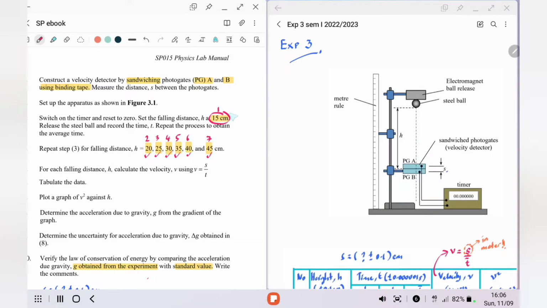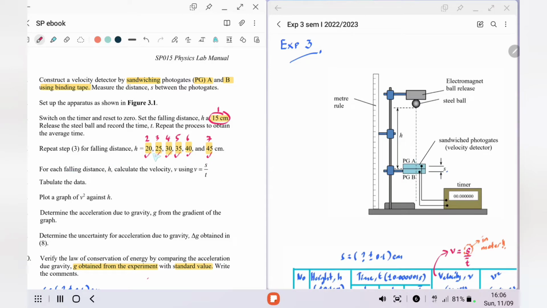Okay? So basically by increasing H, the time taken for the ball bearing to pass through between A and B here should be shorter. The time becomes smaller. Okay, why? Because the speed increases. According to the principle of conservation of energy, by increasing H, the potential energy increases, so that kinetic energy also increases here. So the time taken should be smaller or shorter here, and then V should be increased.